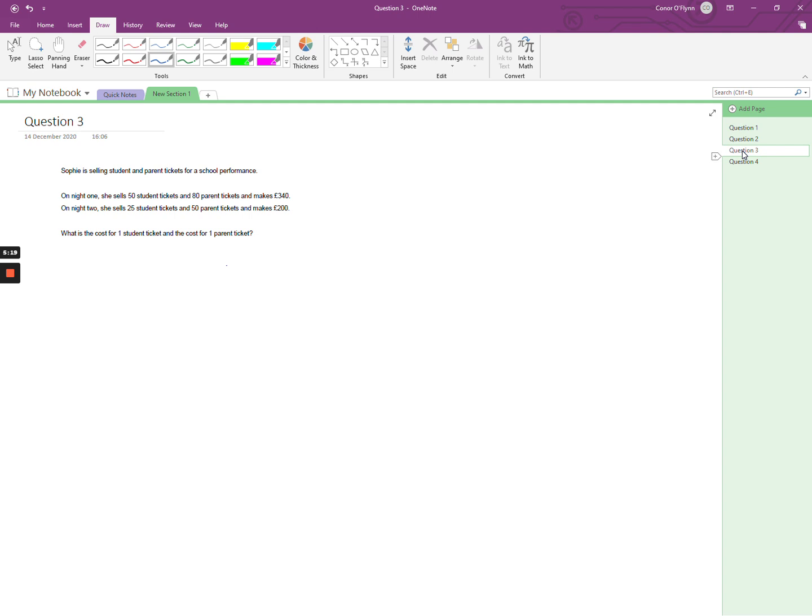I just got to get equations going. So she says 50 student tickets and 80 parent tickets. Okay, so I just got an equation on that. It's going to be a simultaneous equation. We'll go S, 50 student tickets plus 80 parent tickets, P for parent, and I made 340. And then the other night, 25 student tickets, 50 parent tickets, and made 200. Okay, so there are two equations.